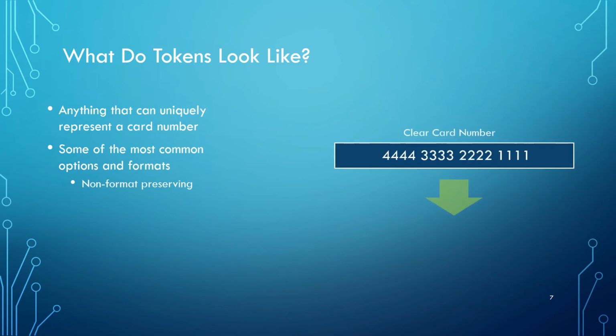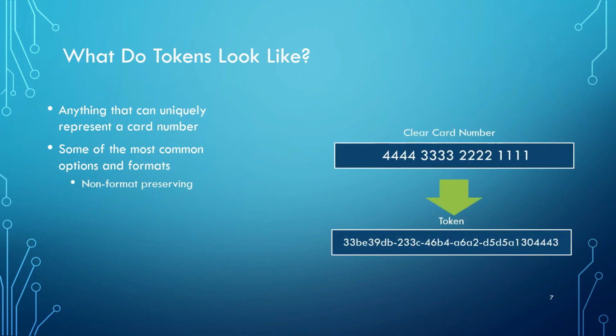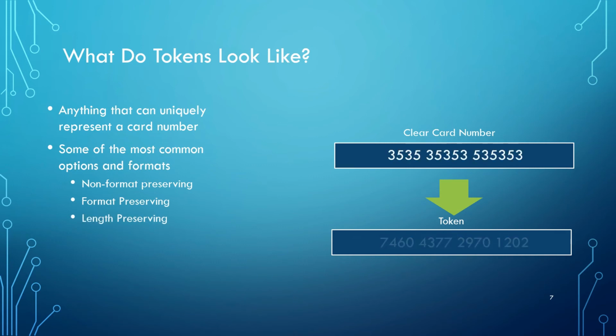For example, we can use a non-format-preserving token. We can just use a globally unique identifier. Unfortunately, a lot of the databases and other systems that we store payment card numbers in are expecting 15 to 19 digit numeric card numbers, so that's not going to be terribly useful. So let's do a format-preserving one, and we can certainly do that. We can even make them length-preserving. So here in this case, we've got an Amex card. It's only 15 digits long. We want a token that's 15 digits long.